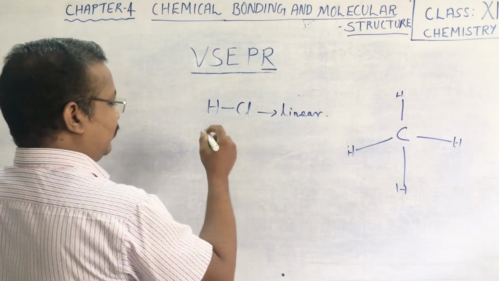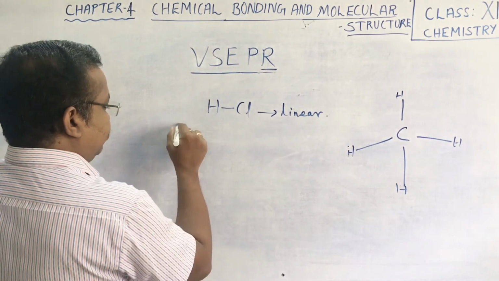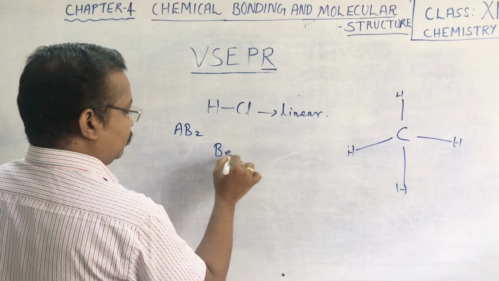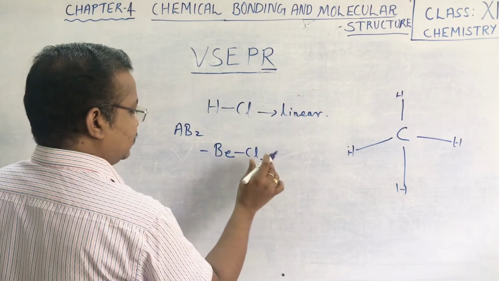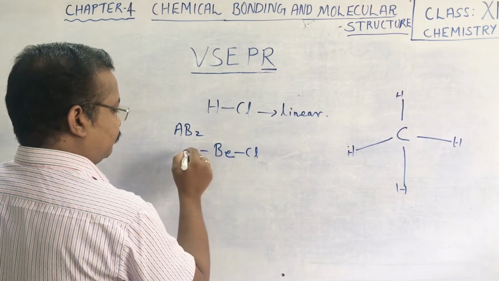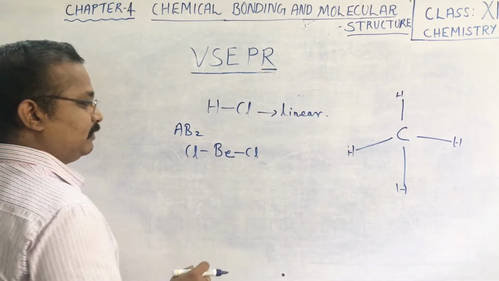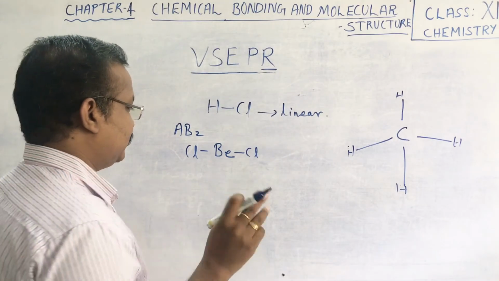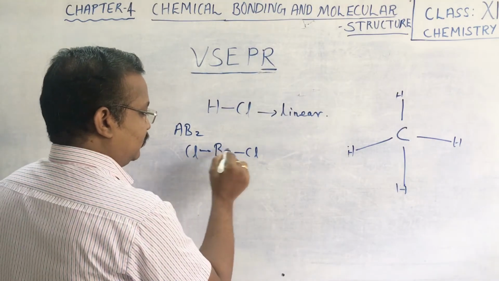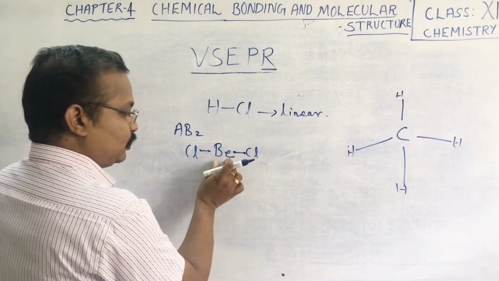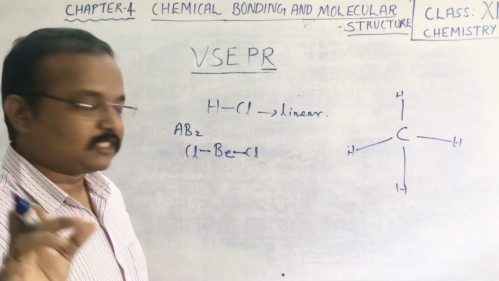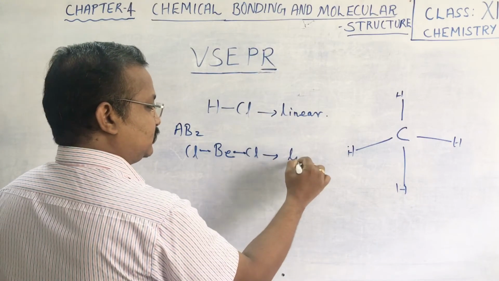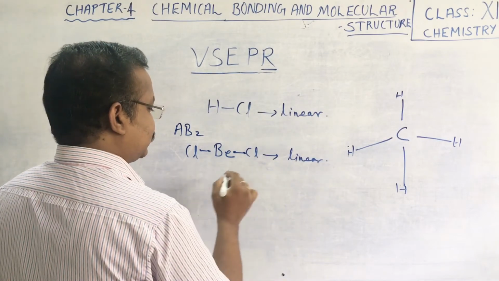Now if you consider AB2 type, like beryllium chloride, BeCl2, beryllium has 2 valence electrons present in it. So these 2 electrons are shared. Here there are no lone pairs present on beryllium, so this will also form a linear structure.